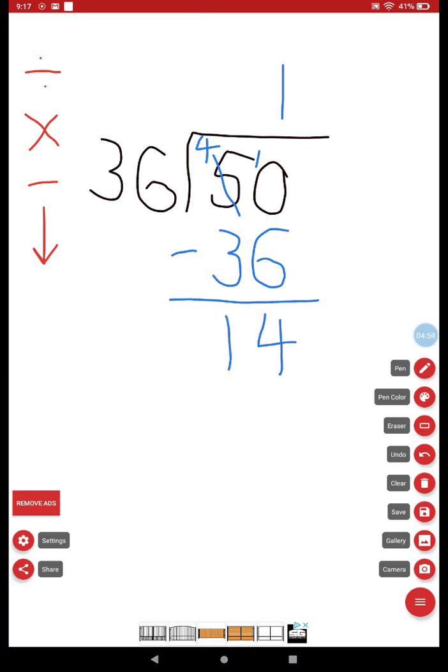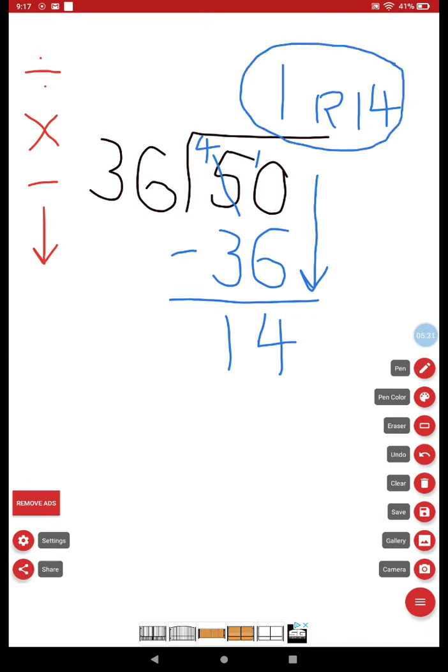All right, divide, multiply, subtract, and bring down. Well, is there anything to bring down here? No, there's nothing. Well, I have 14 left over. When we do long division, we would say that is going to be our remainder. So I'm going to use the capital letter R, 14. So what's 50 divided by 36? The answer, or the quotient, is 1 remainder 14. All right, guys, let's do one more example, this time a little bit harder.